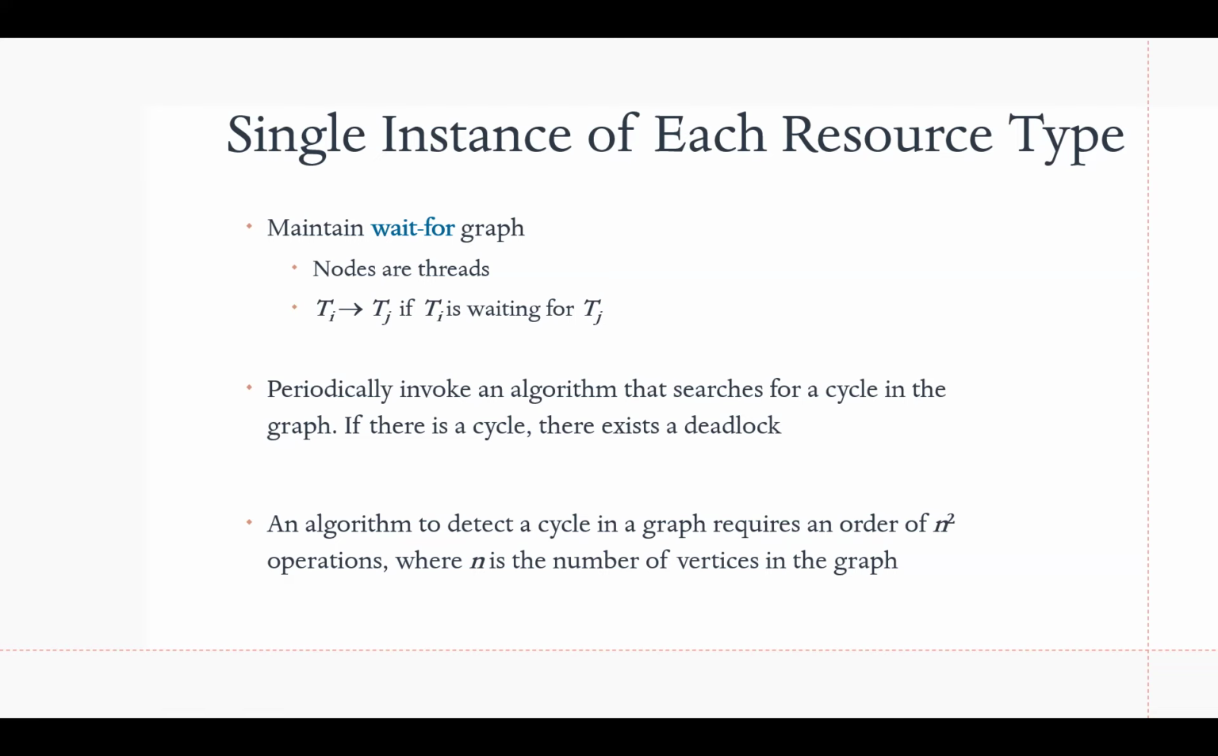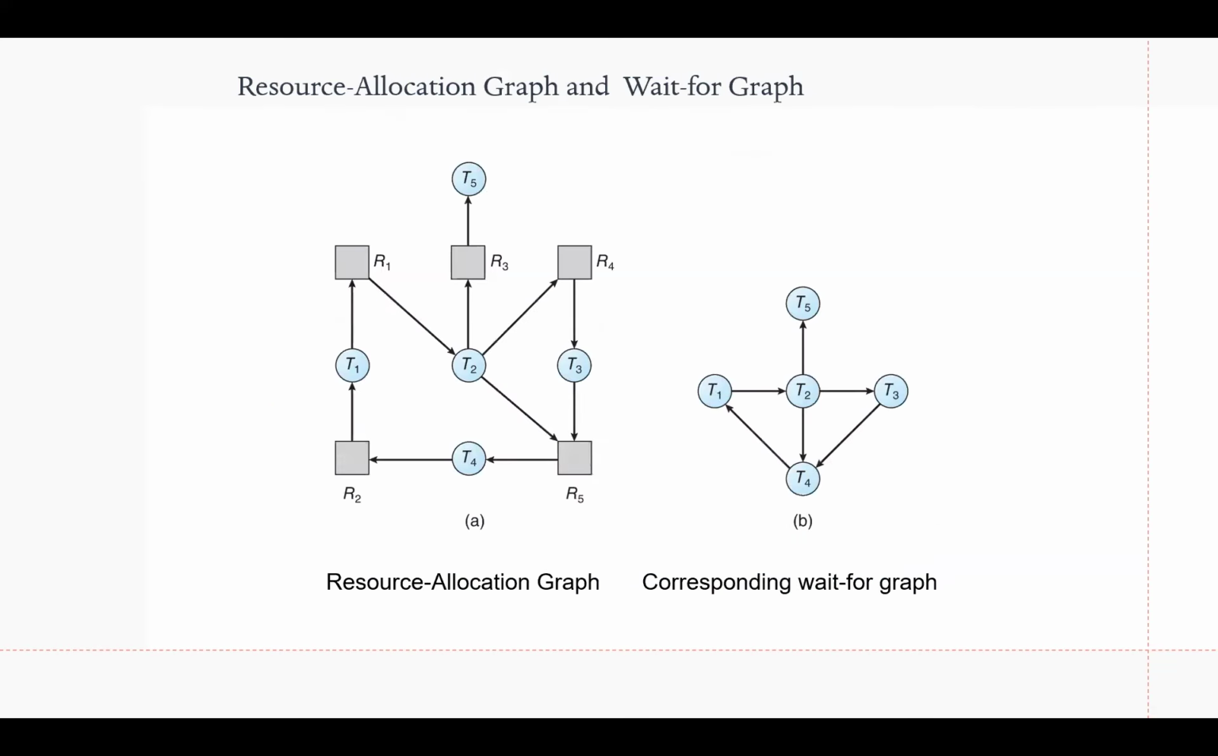So what are the vertices here? Vertices are the number of processes or number of threads. We'll see one example, so you will understand it in a better way.